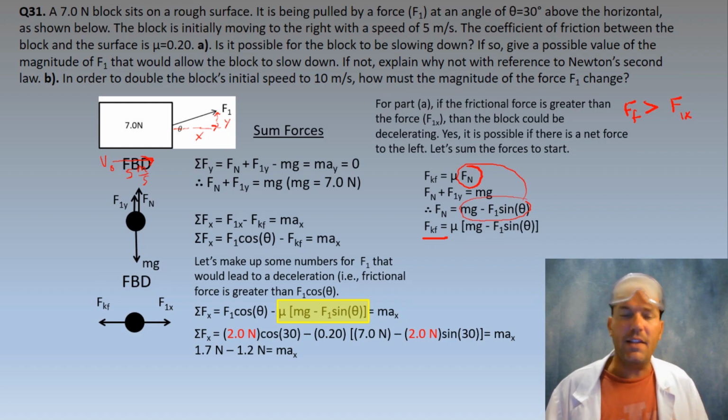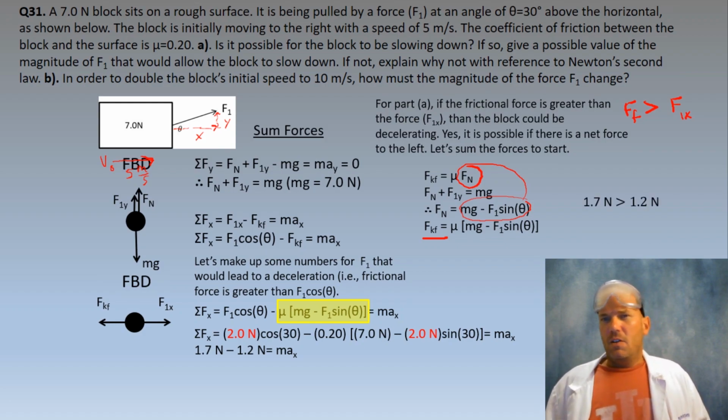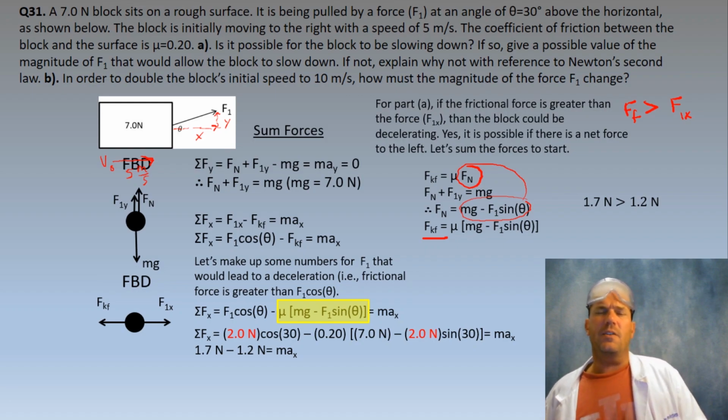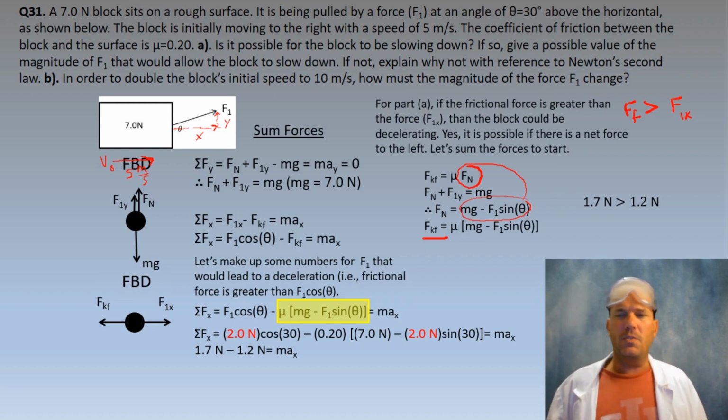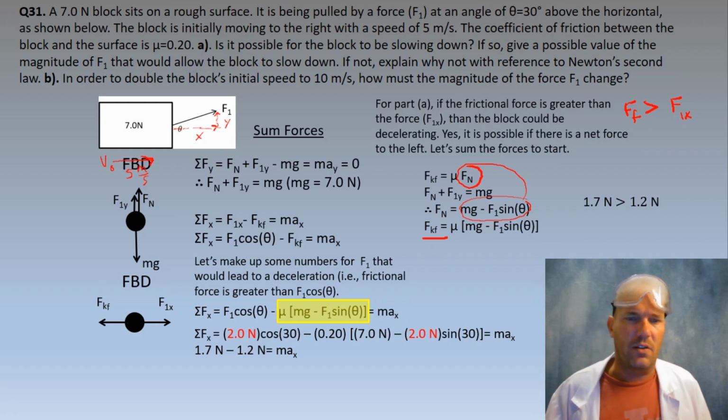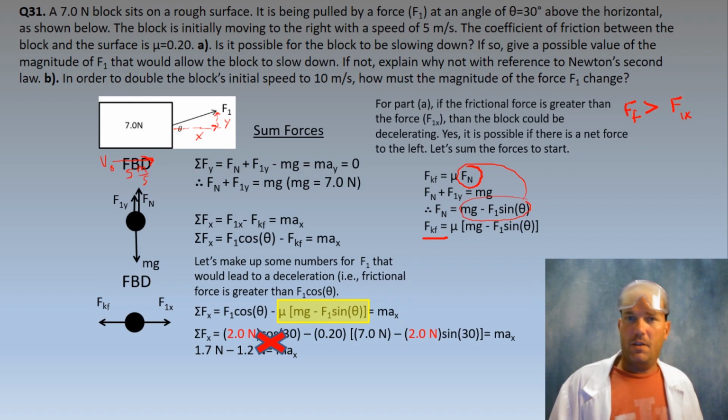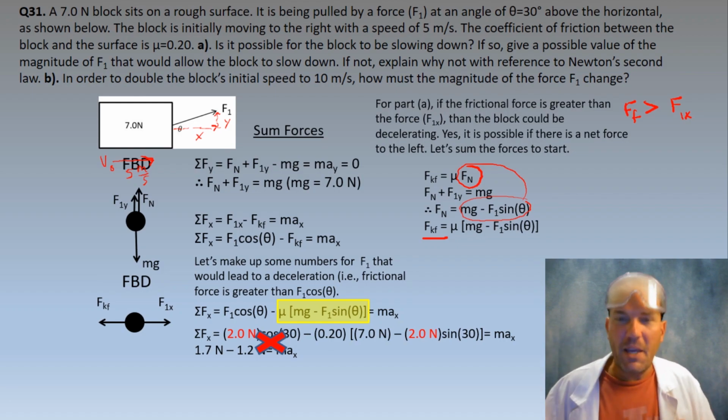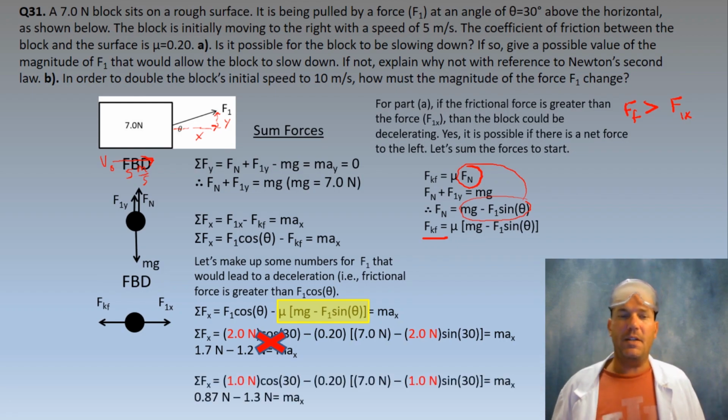So what does that tell us? 1.7 newtons is still greater than 1.2 newtons. So this number isn't going to quite cut it here. We need a different number. So this will not work. That's okay. Let's make up another number and go ahead and put it in.